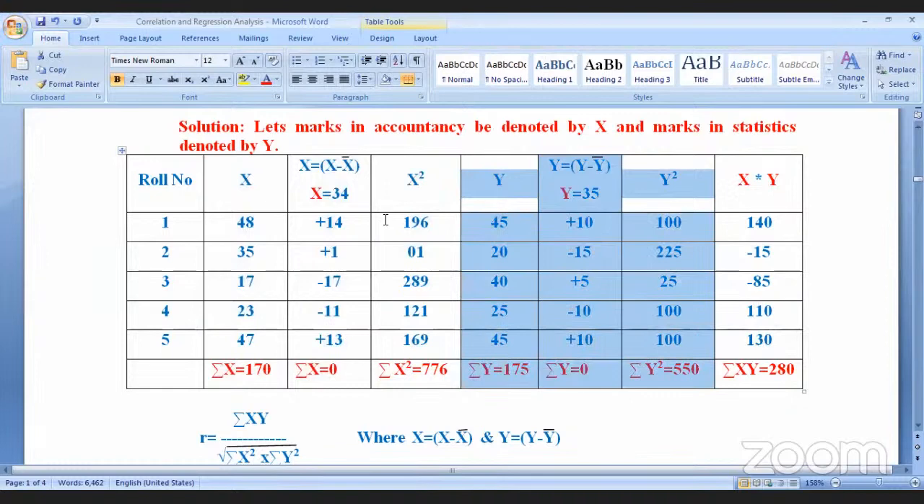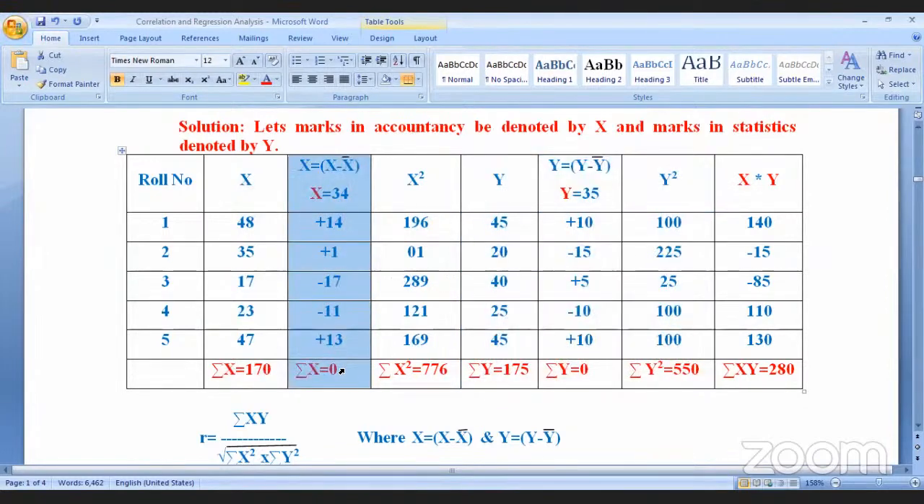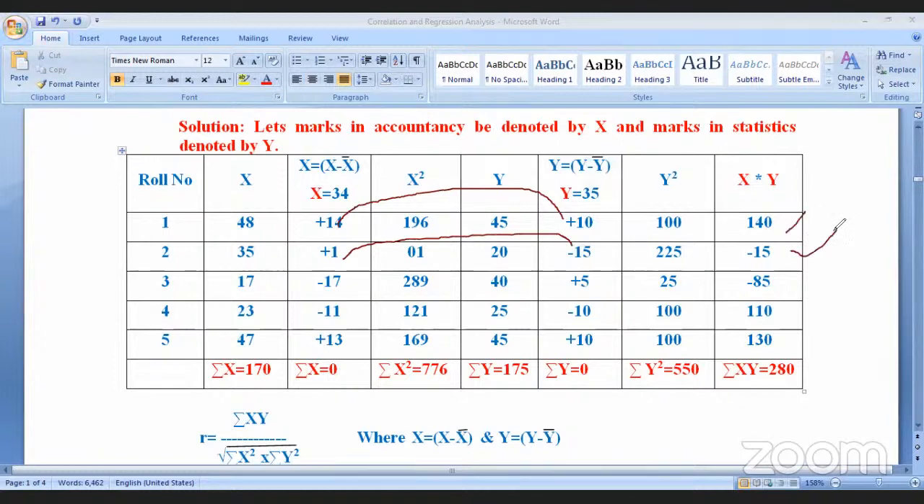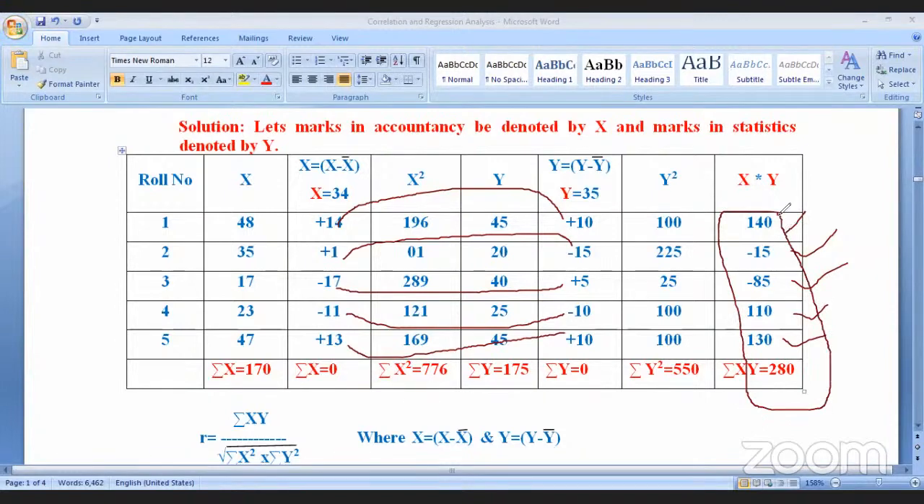Then X into Y. What are the X values? These are the X values: 14, 1, minus 17, minus 11, 13. Then the Y values are there. 14 into 10 is 140. Plus 1 into minus 15 is minus 15. Then minus 17 into plus 5 is minus 85. Minus 11 into minus 10, minus into minus is plus, that is 110. Then plus 13 into plus 10 is 130. If you do these, then you will get sigma XY equal to 280. Sigma XY value is there, sigma X square value is there, sigma Y square value is also there.